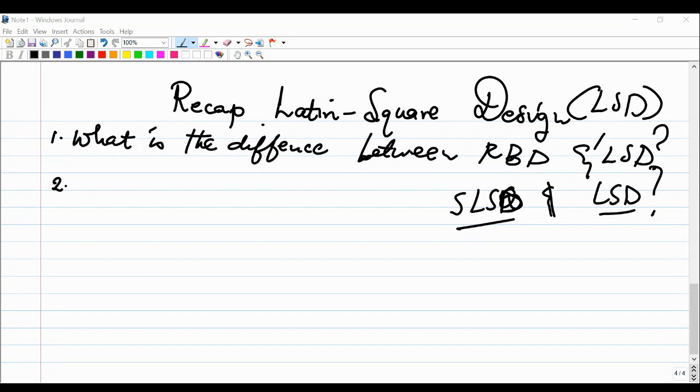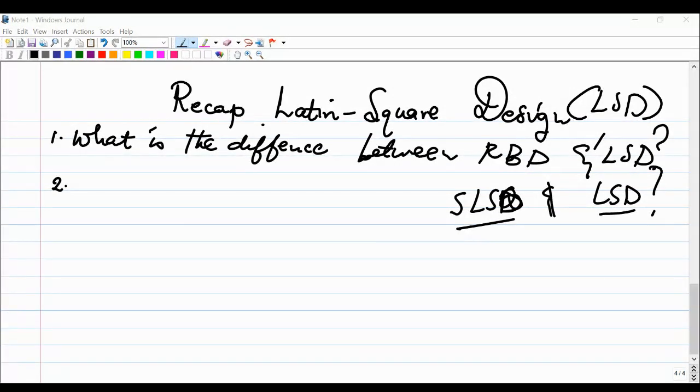Standard Latin square design, the letters are arranged in ascending order, whereas in the Latin square they are just assigned randomly. So please, the statement is incomplete. There's something that you omitted there. In standard Latin square design, the first row and the first column are arranged in alphabetical order. You understand? That is the difference between the two.